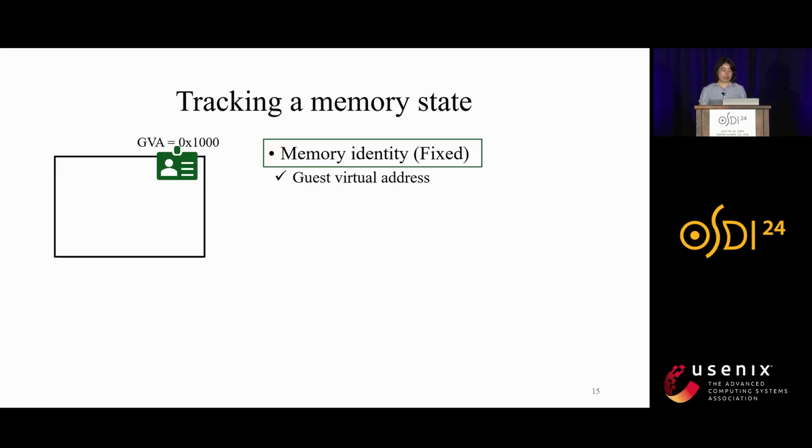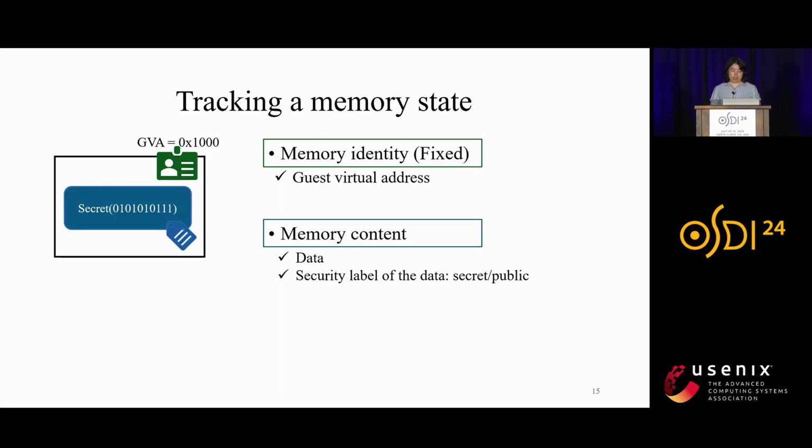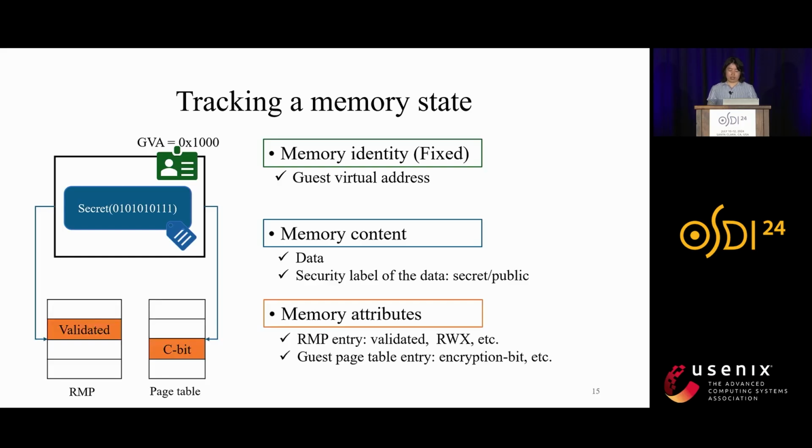Specifically, if we want to track memory states, we can define a tracked permission which is indexed by the guest virtual address. And the memory permission will carry the memory contents representing the data, and the security labels to see whether the data is secret or public. The tracked memory permission also describes the memory attributes, the access permissions that are reflected by the RMP entry and the page table entry. For example, we carry whether or not this RMP mapping is validated and whether or not the encryption bit is set in the guest page table.